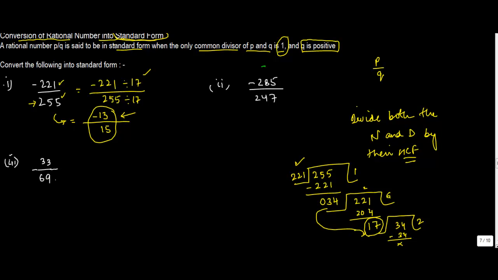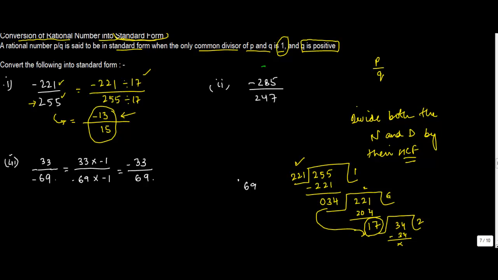Let me take 33 upon 69, and to make this a little complicated, let me make this 33 upon minus 69. As we told you, the first step is that q has to be positive. So to make q positive, we multiply both the numerator and the denominator by minus 1. So 33 into minus 1 is minus 33, and minus 69 into minus 1 is 69. Once this is done, we find the HCF of these two numbers.